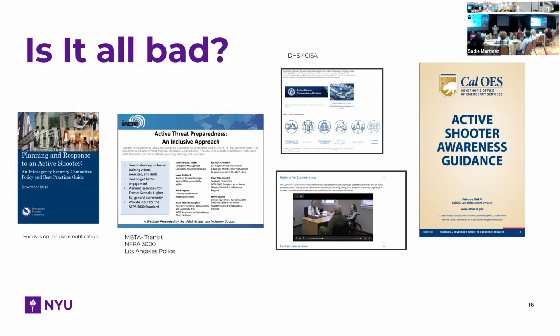Now, is it all bad? I don't mean to paint a bad picture. This slide includes some screenshots of examples. There's a federal interagency document that talks about an inclusive approach to notification. Sadie and I, when I was chairing the caucus, did a webinar that I believe is on the website, Sadie. I'm just imagining the gruesome pictures that she's taking. We included folks, and good for the folks from NFPA, the National Fire Protection Association. They put out a national standard, NFPA 3000, on active threat preparedness, active shooter preparedness.